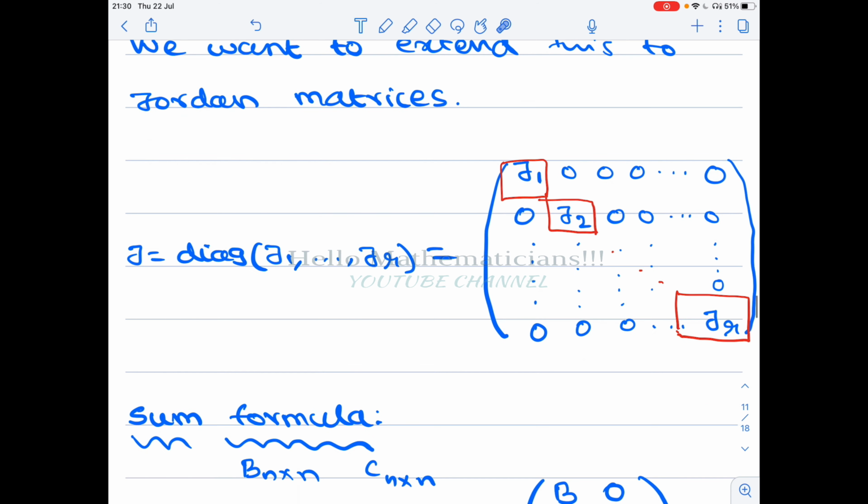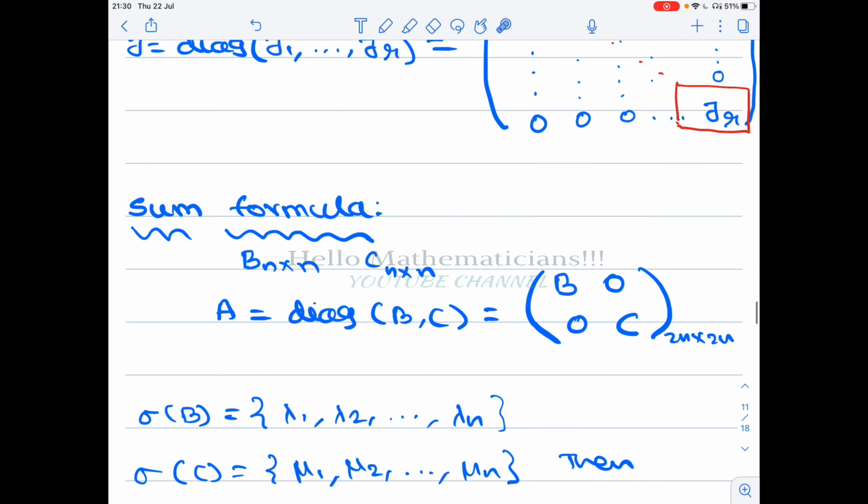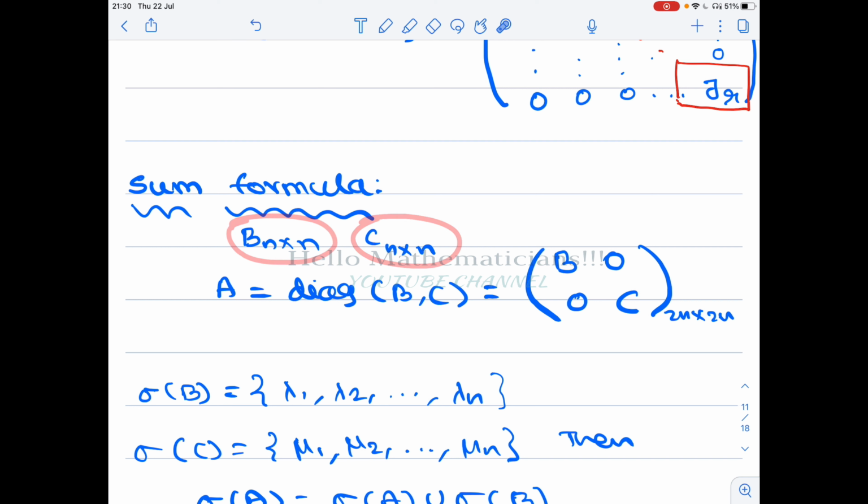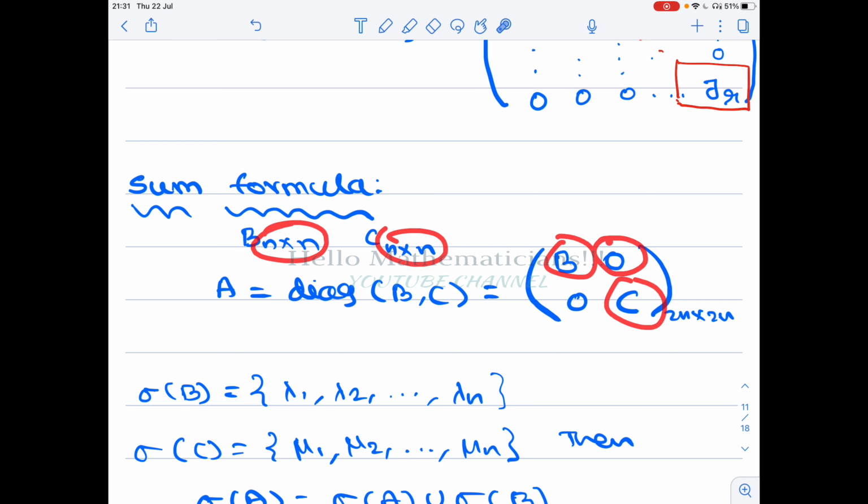Basically you know something about the blocks. How do you say the same thing about the full matrix? That is the question. Here we have a nice formula called the sum formula. Suppose you have two n by n matrices, B and C. Now you form a block diagonal matrix whose diagonals are these blocks. Here you put an n by n zero matrix, and here an n by n zero matrix. So basically you get a 2n by 2n matrix.